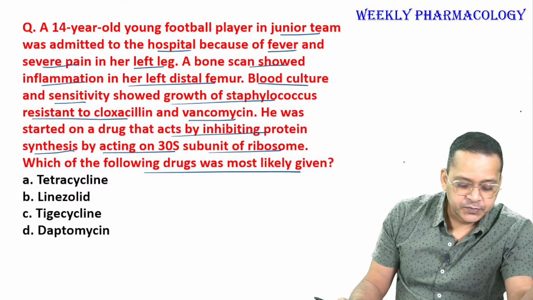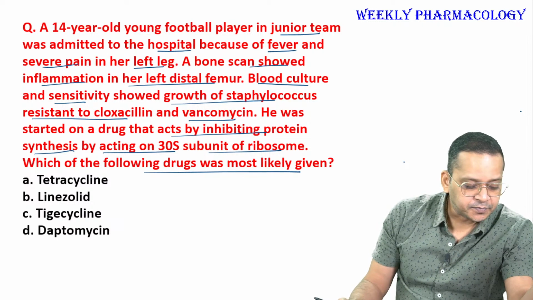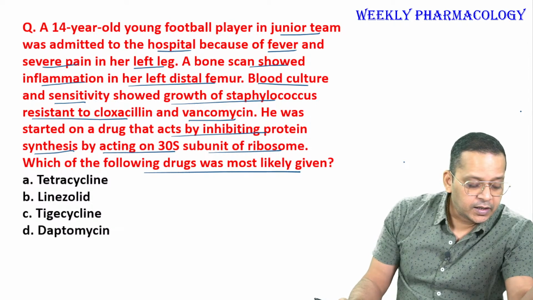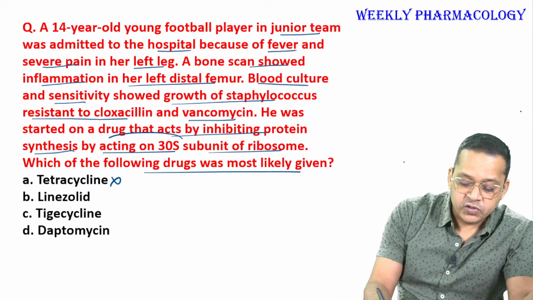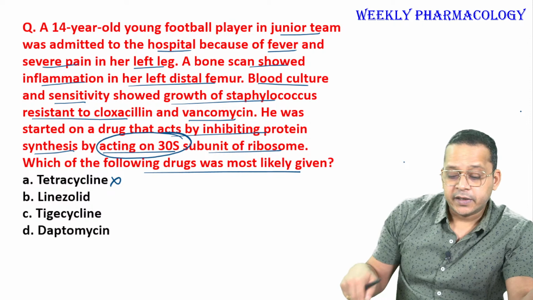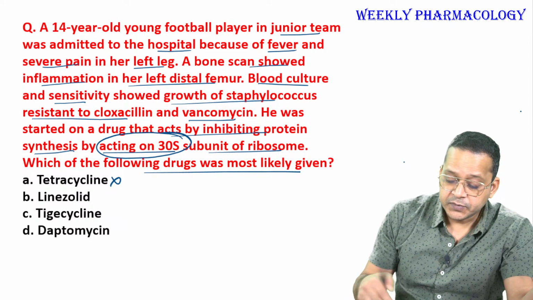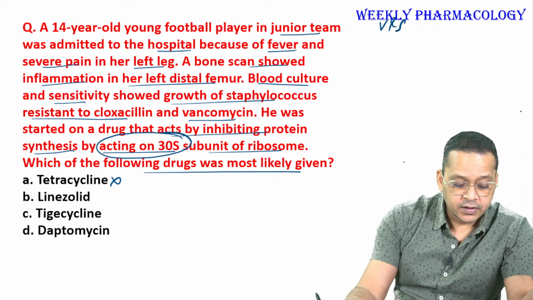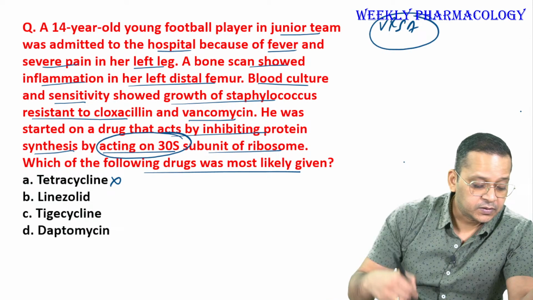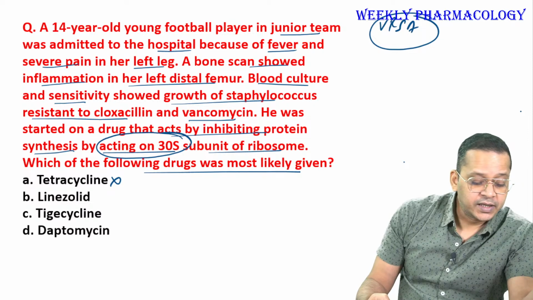So what is the answer here? A tetracycline, B linezolid, C tigecycline, D daptomycin. What is the answer here, guys? I'm surprised. Why are you guys answering this? See, tetracycline acts upon 30S. That does not qualify it to be an answer. It does act upon 30S, but is tetracycline used against VRSA? Resistant to vancomycin means it is a case of what? VRSA, right? So is tetracycline active against VRSA?